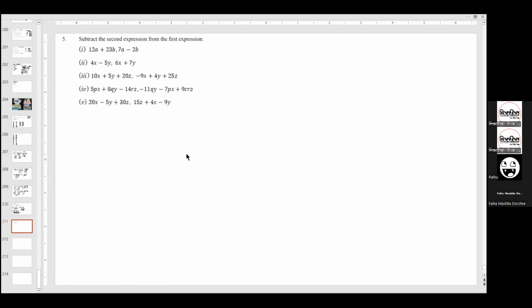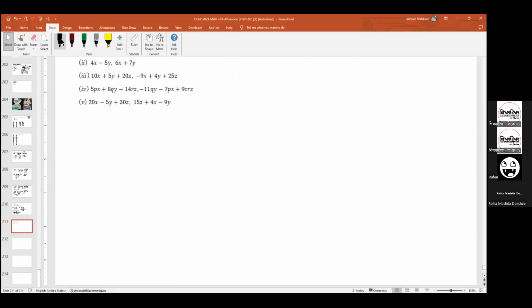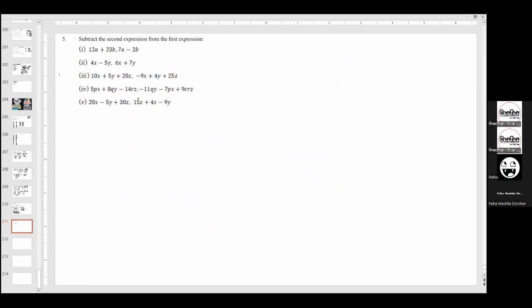We have to change their sign, right? We have to change the second one, we have to change their sign. Why should we have to change? Because we are going to deduct one from the other. If we have 12a and we have 7a and we are asked to subtract them, then in that case we are going to do the subtraction, but it's going to be added.